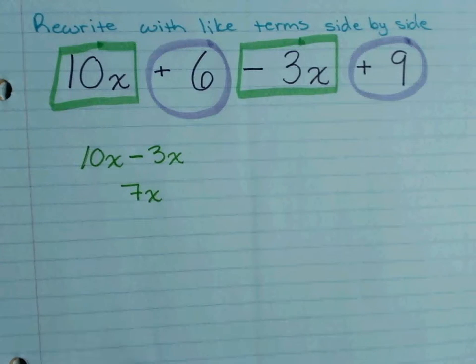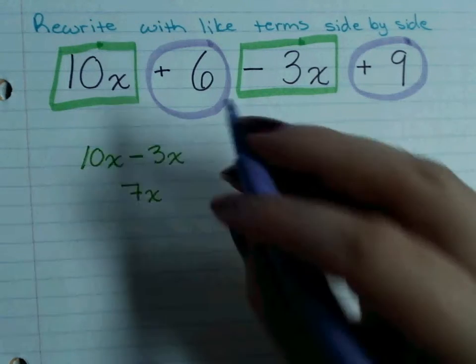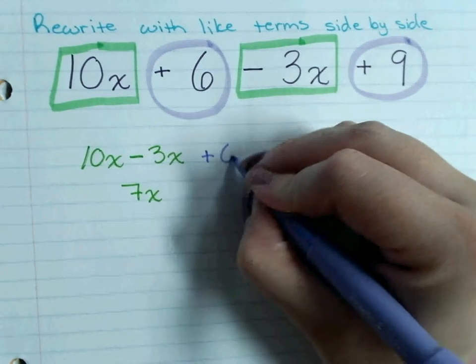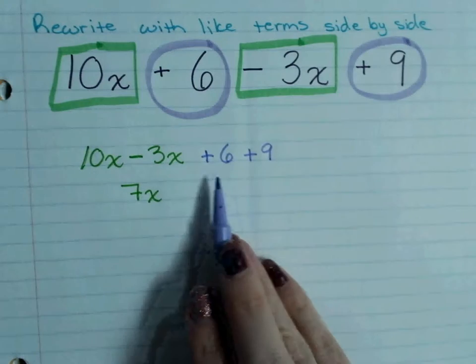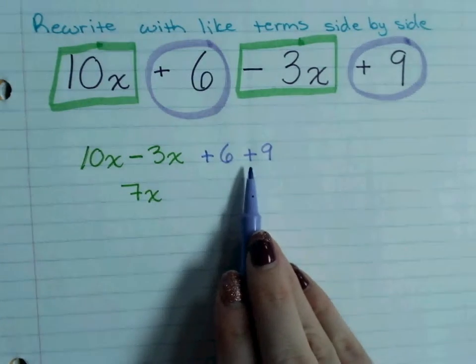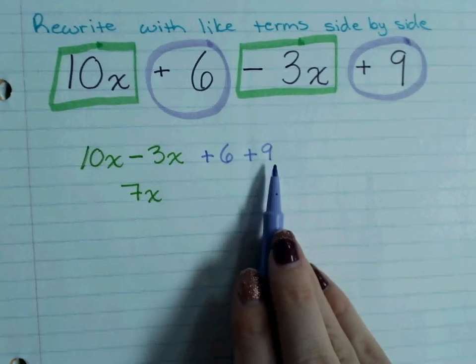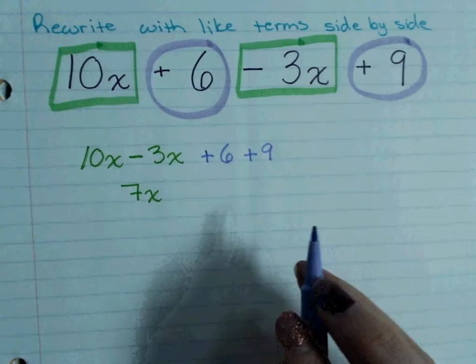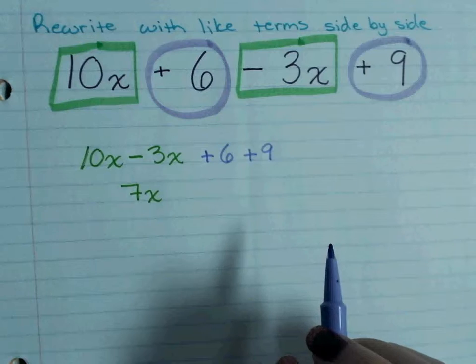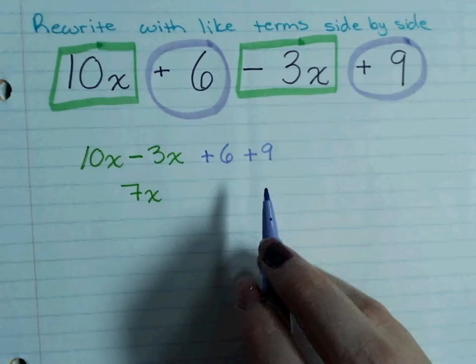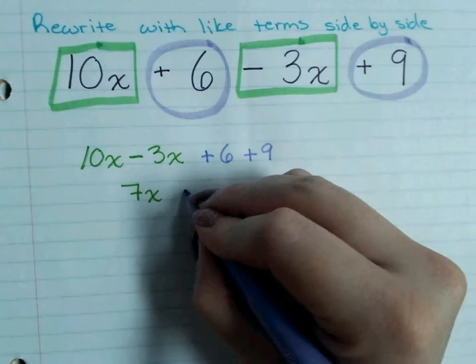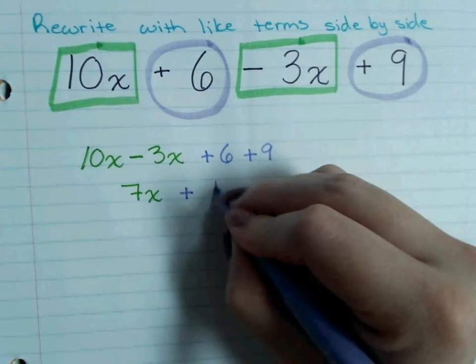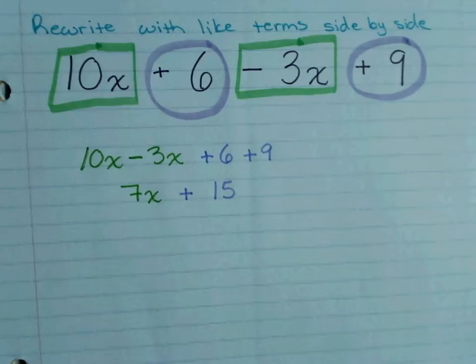Okay, then we also have a positive 6 plus a 9. So what is positive 6 plus 9 going to give me? 15. Positive or negative? Positive. So since it's positive, what sign do you think I need to write? A plus sign. So I'm going to write plus 15. So here's my final answer. I'm going to put it in one color so that I know it's my final answer.